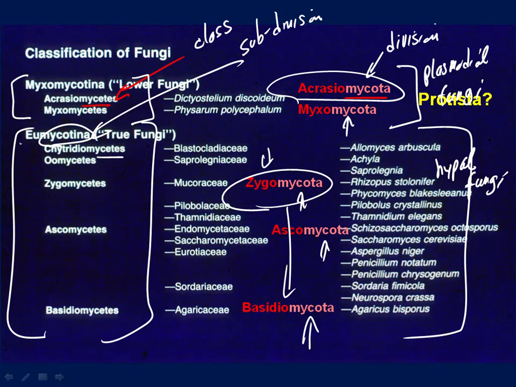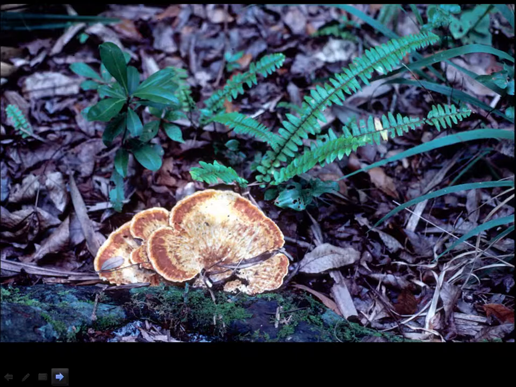Remember the Protista. These organisms are placed in the Protista. These plasmodial fungi are placed in the Protista by your textbook. And we are not putting them there. We are going to put them in the division fungi for reasons I'm about to show you with the phylogeny in a second.